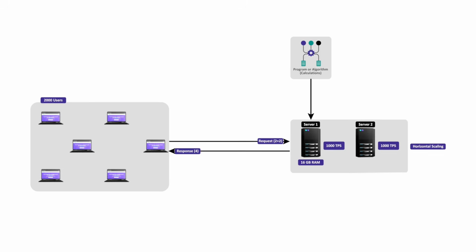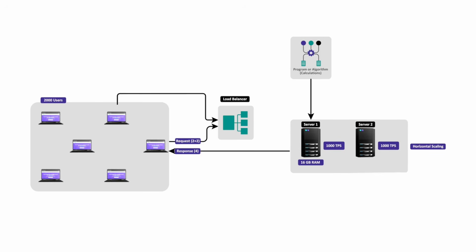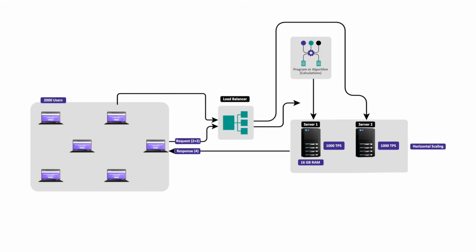So I will put here a load balancing layer. So it will be the load balancer. Now every request, so if I copy this and put it here, let's say these are all your users. Now every request will go to the load balancer first, and the load balancer will decide where the request should go. Either it can go to server 1, or it can go to server 2.